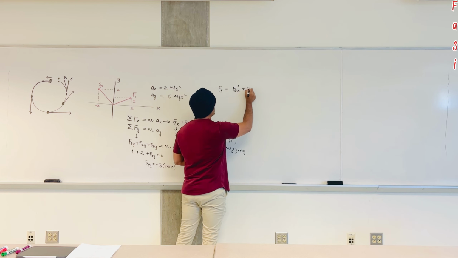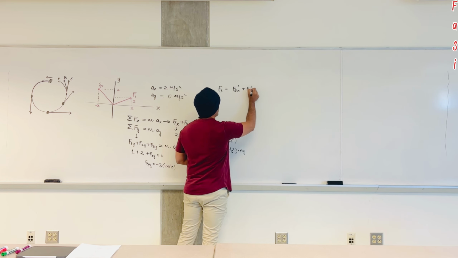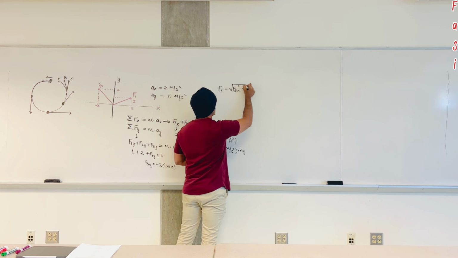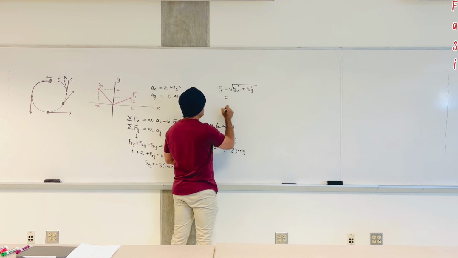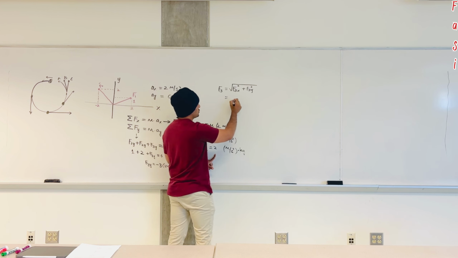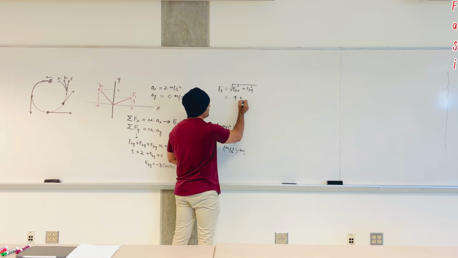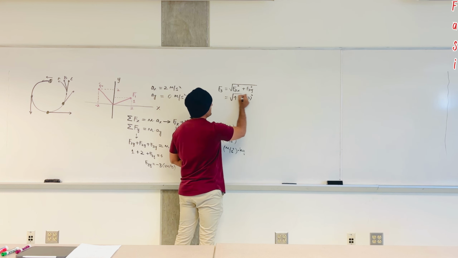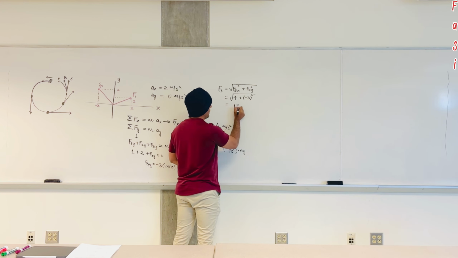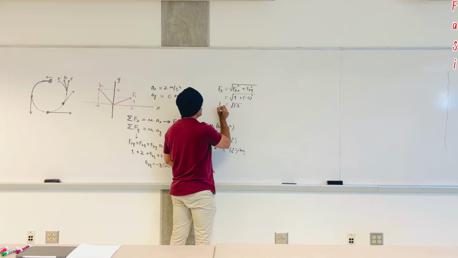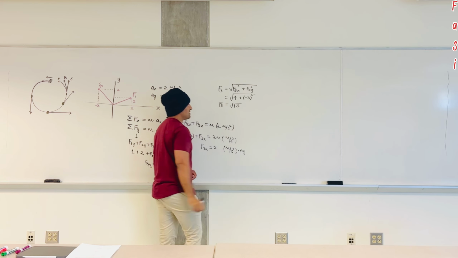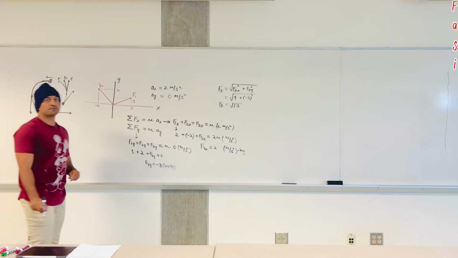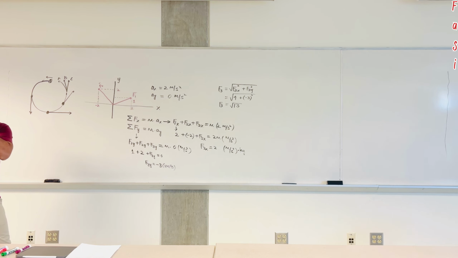square root of F3x squared plus F3y squared. So I can calculate the magnitude. The x component is 2, 2 squared is 4, plus minus 3 squared, which is 9, and so I immediately get the square root of 13. So this is the magnitude of the third force, square root of 13.